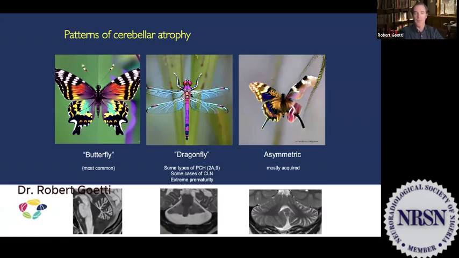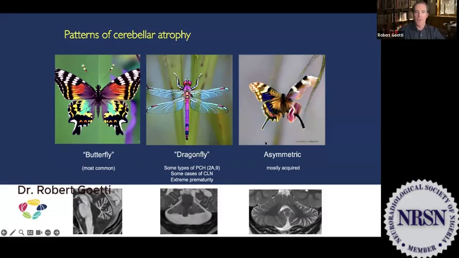This is less common, and because it is less common, it can help us determine what the potential causes could be. Some of the causes of a dragonfly atrophy are certain types of PCH, specifically 2A and 9, some cases of neuronal ceroid lipofuscinosis, and also extreme prematurity.